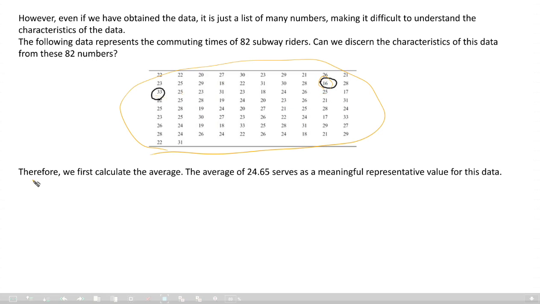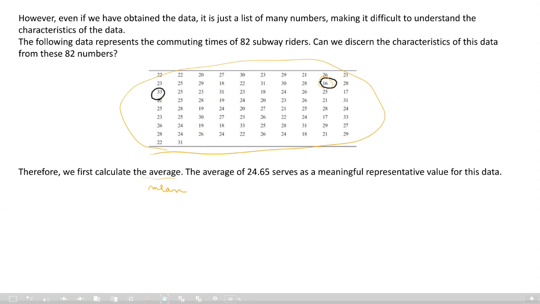So therefore, we first calculate the average. Average is what? Mean. The average, 24.65, serves as a meaningful representative value for this data. That's why we calculate the mean.